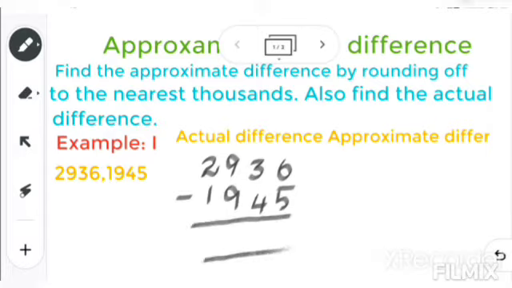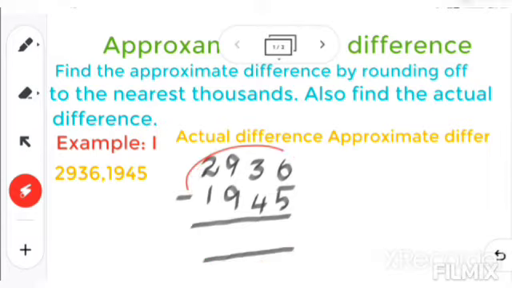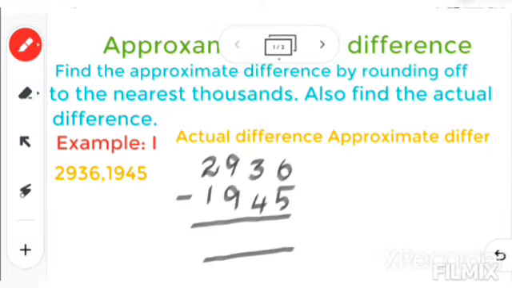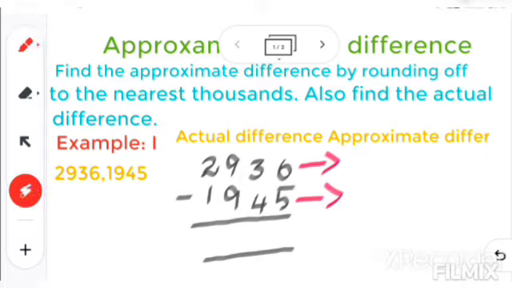So first you can do the actual difference. First itself you can do. Otherwise you can first approximate to the nearest thousand. Then you can write the answer. Okay, so I am going to round off to the nearest thousand. Then I will do the actual and approximate difference. So here for this first number 2936, I will round off to the nearest thousand and write here.